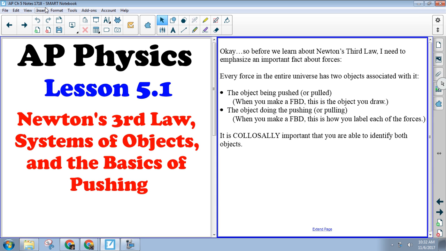Newton's third law. For every action force, there's an equal and opposite reaction force. Anytime, anywhere in the universe, two objects interact with each other, they exert forces on each other that are both equal and opposite. Okay?